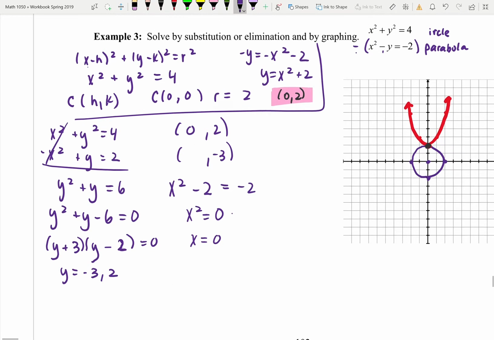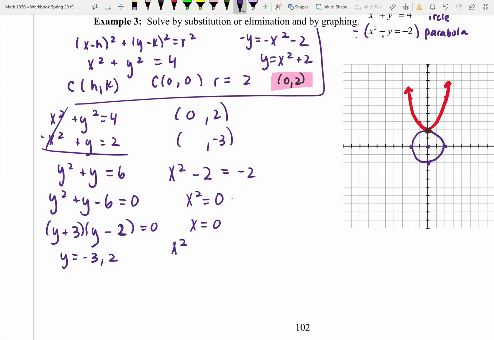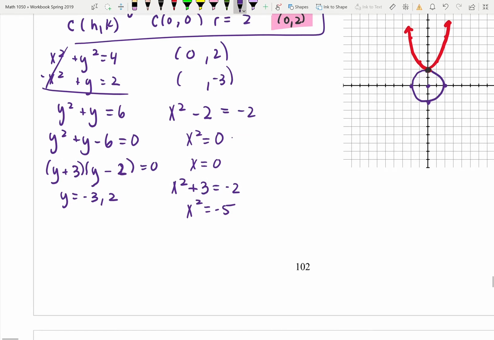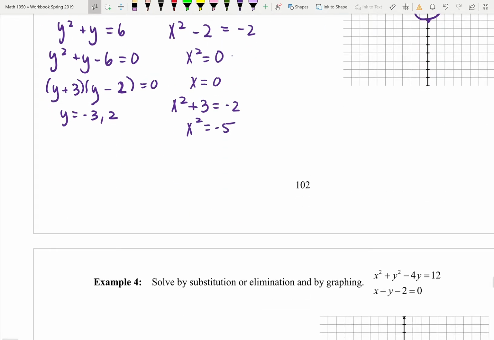Let's do the next one. Put in a negative 3 for y. So you go x squared minus a negative 3, that's a plus 3, equals negative 2. Pull your 3 over. x squared equals negative 5. Talk to me about what's going to happen right here, everybody. You're going to have an imaginary number, and you can't graph an imaginary solution. So it's not going to work out. You're going to say invalid solution.